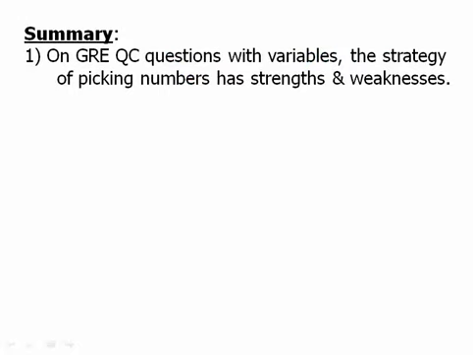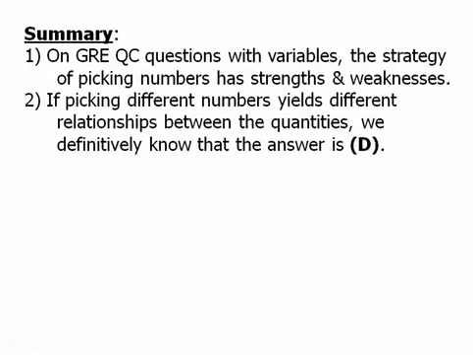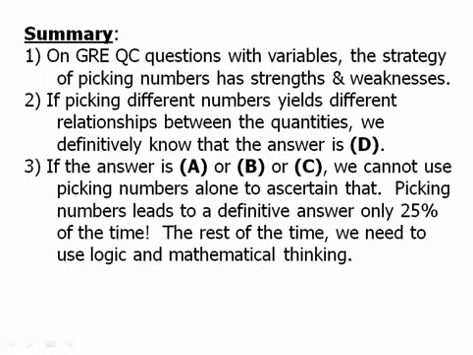In summary, on GRE quantitative comparison questions with variables, the strategy of picking numbers has strengths and weaknesses. If picking numbers yields different relationships between the quantities, we definitively know that the answer is D. And once again, when the answer happens to be D, picking numbers is often the most efficient way to get there. If you suspect the answer is D, picking numbers is an excellent route to take. If the answer is A, B, or C, we cannot use picking numbers alone to ascertain that. Picking numbers leads us to a definitive answer only 25% of the time. The rest of the time we need to use logic and mathematical thinking.